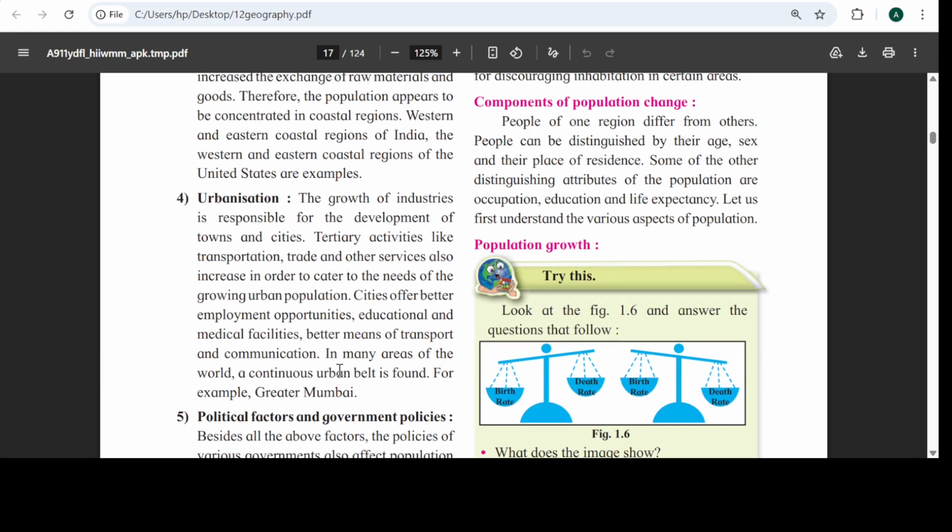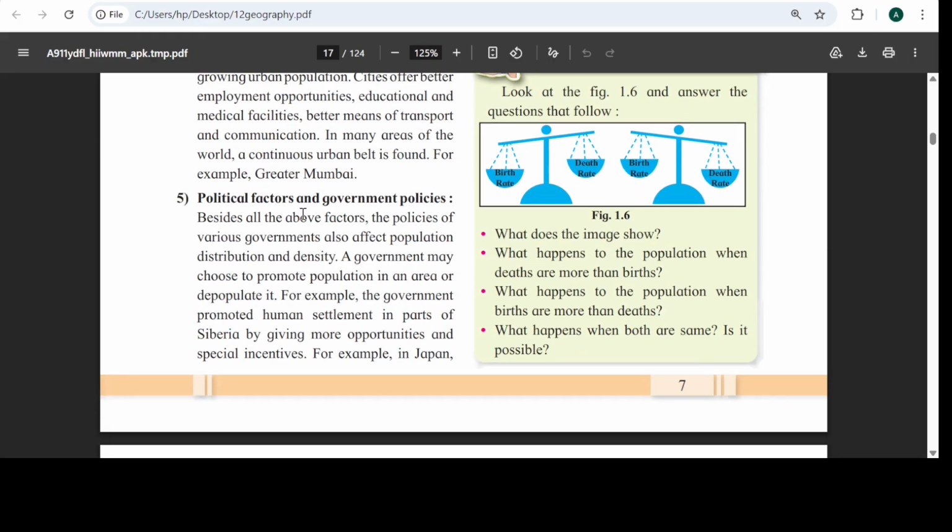Urbanization. The growth of industries is responsible for the development of towns and cities. Tertiary activities like transportation, trade, and other services also increase in order to cater to the need of the growing urban population. Cities offer better employment opportunities, educational and medical facilities, better means of transport and communication. In many areas of the world, a continuous urban belt is found. For example, Greater Mumbai.